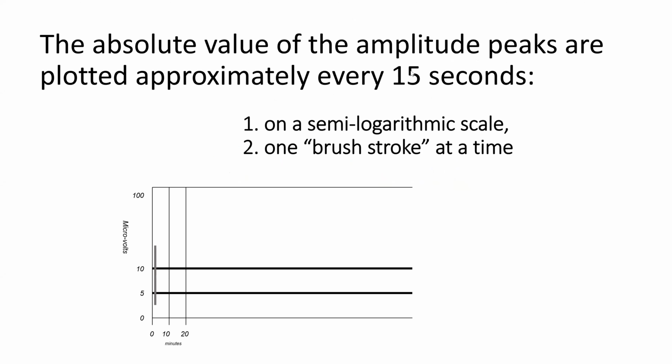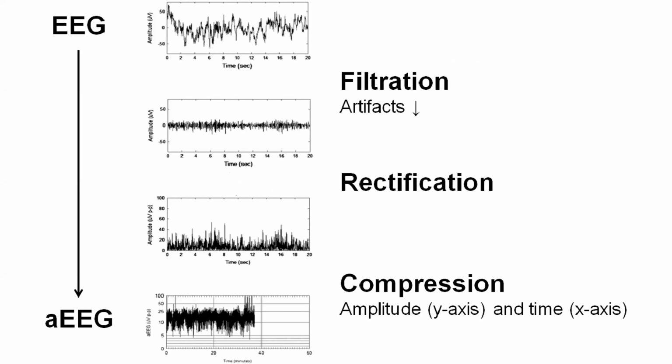And so one line at a time, which represents the max and min amplitude every 15 seconds, is brushed onto the screen one stroke at a time. One at a time. So in the end, we end up with something that looks like the very bottom here. And if you can see my cursor, you can see that you have this compressed band on this very specific scale. We have zero at the bottom, 5, 10, and 100. And that's the scale that we're going to use to interpret the aEEG.